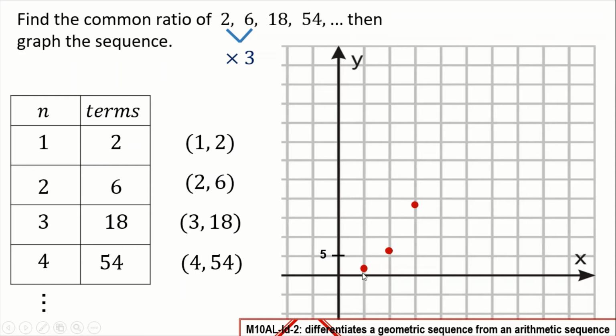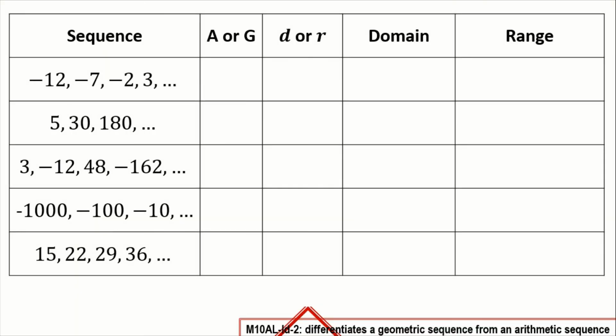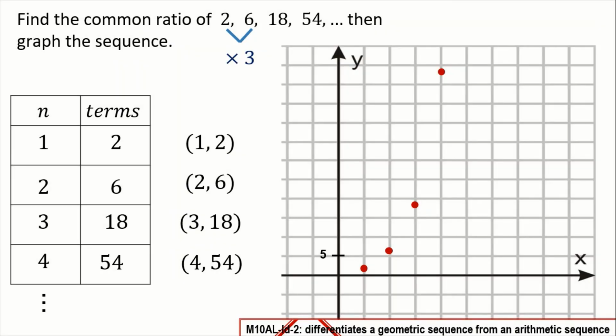So, we have 1, 2, 3. Then, 5, 10, 15. We have here 18. Then, (4, 54). So, 1, 2, 3, 4. And then, ang ating y value ay 54, ano? So, we have 5, 10, 15, 20, 25, 30, 35, 40, 45, 50. Then, lagpas lang natin. We have here 54.